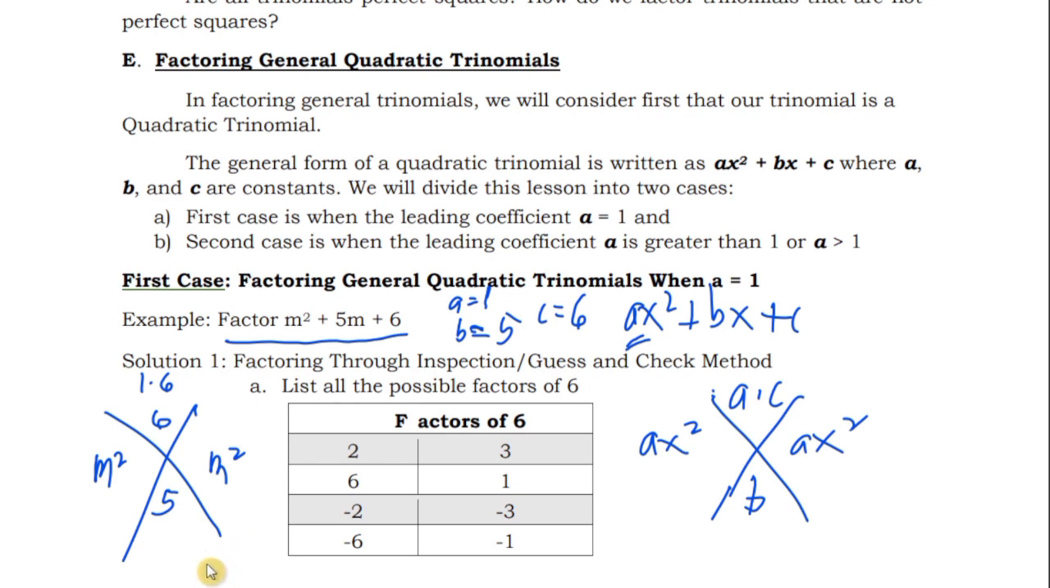Okay, so the next part is we're going to work out and get the factors of 6. So 1 times 6, 2 times 3.